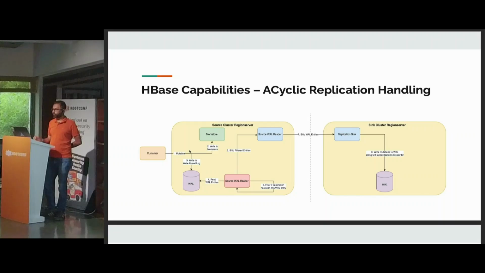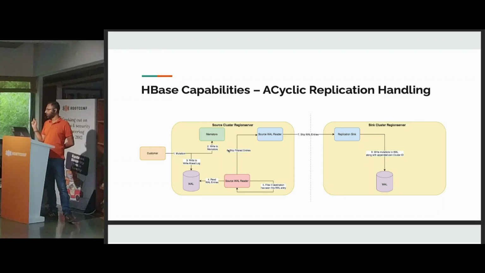How do you identify that? So what HBase does is, each HBase cluster has a unique UUID that is created at the time of the start of the cluster and exists forever, right? This UUID is appended to any mutation that is persisted to the WAL. At the time of creation, it creates an imprint saying this is the cluster ID where this particular mutation has originated, right?